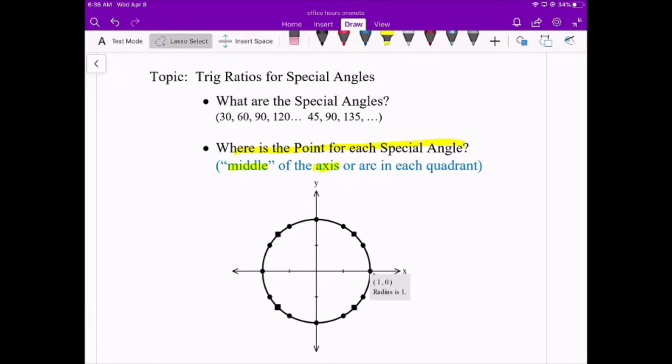To get the 30 degree type angles, I look in the middle of the axis. Here's the middle of the axis. There's one point, there's another point. Here's the middle of the axis. There's one point. There's another point. They both have an x-coordinate of -1/2.